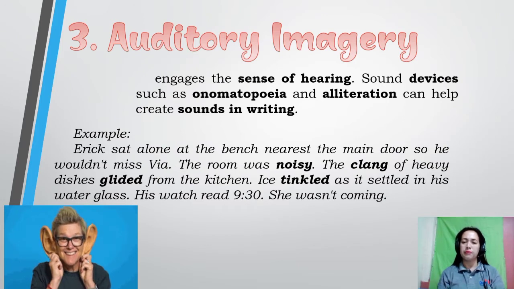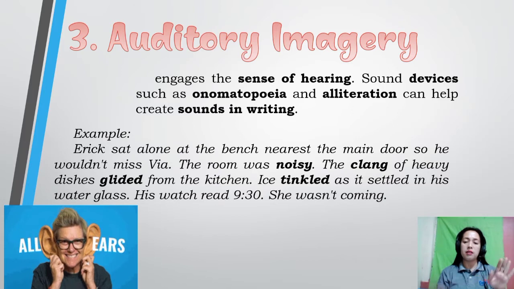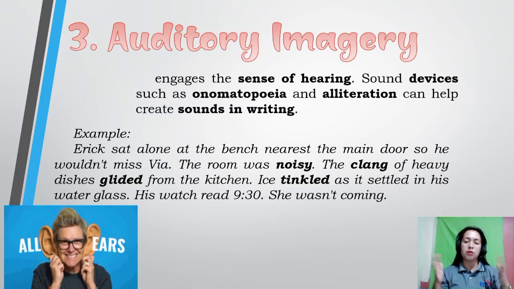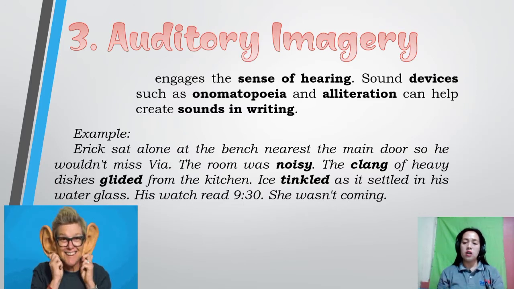The writer is trying to make you imagine. Maybe here, there is an overlapping of sense of sight and hearing. That's why imagery is overlapping all throughout your creative writing. So you are using them all throughout your writing. So, you imagine that he is sitting alone at the bench. What he is looking at, he sat close to the main door so that he could see if Via would arrive. What is the room like? It was noisy.